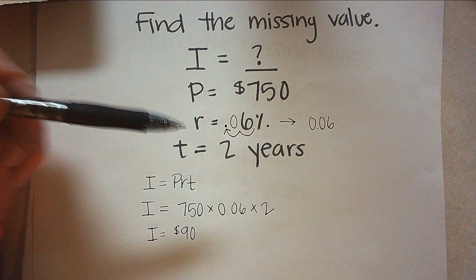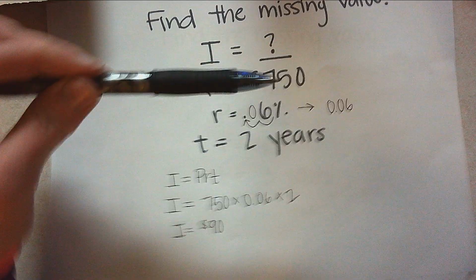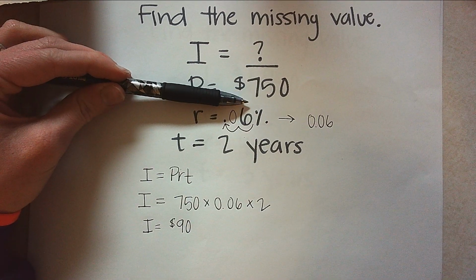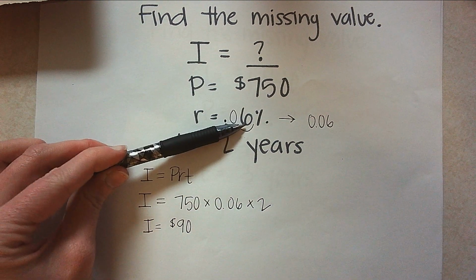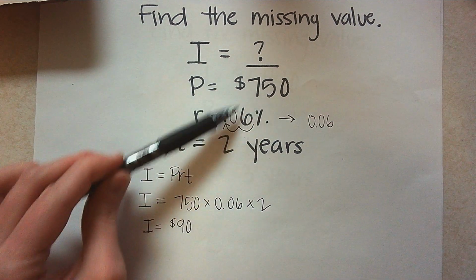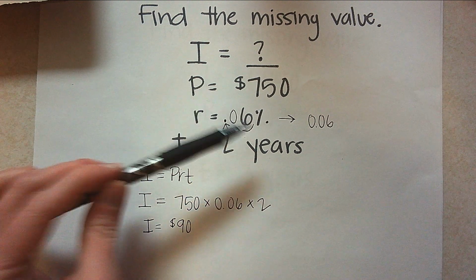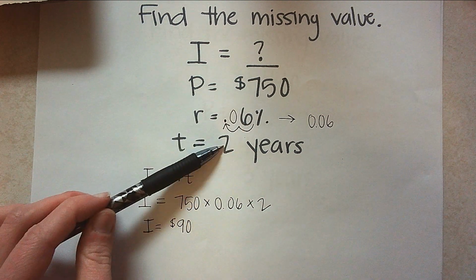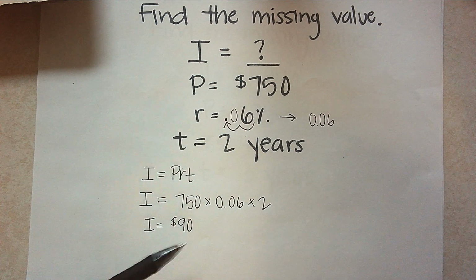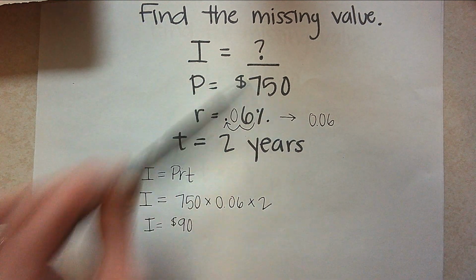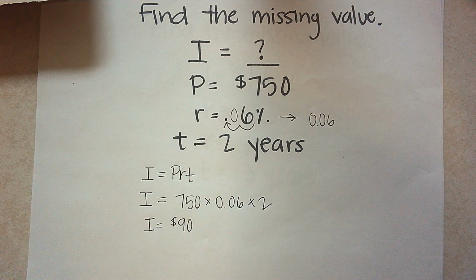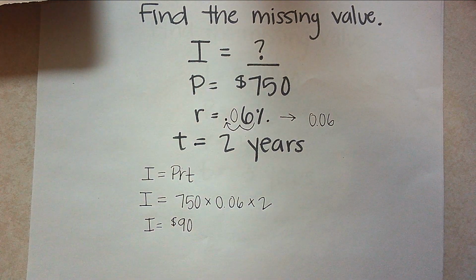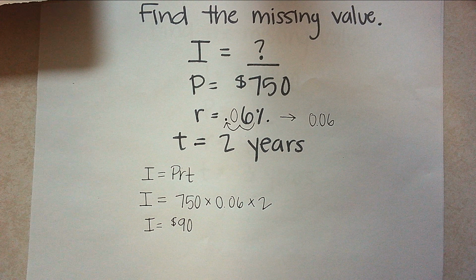So in this case, maybe I put my $750 into the bank. The interest rate that I got, which is a really high interest rate for things like this, was 6%. After 2 years, they will have paid me $90 in interest to keep my money at their bank. So I haven't worked or done anything except put my money there and keep it there, and the bank is paying me interest.